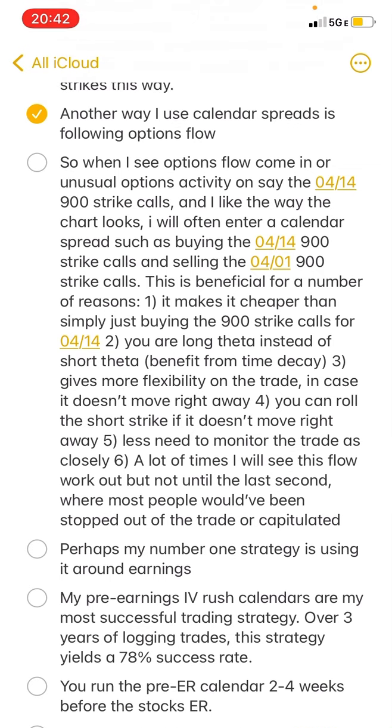We're seeing like $1 million of flow on Tesla or Apple or some weird ticker, right?